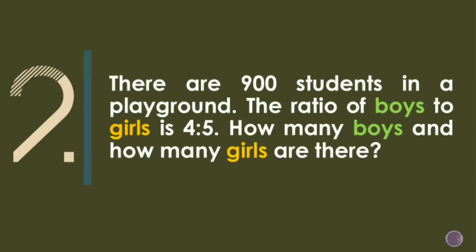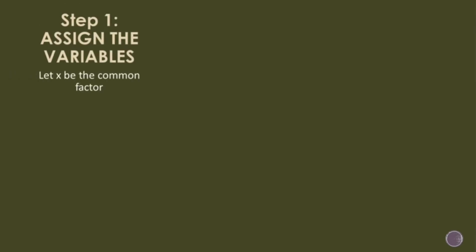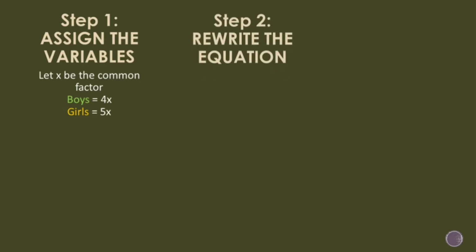Example number 2. There are 900 students in a playground and the ratio of boys to girls is 4:5. How many boys and how many girls are there? Step 1. We assign the variables. Let x be the common factor. Boys is equal to 4x and girls is equal to 5x. Step 2. That can be written as 4x plus 5x is equal to 900. To get the value of x, we divide both sides by 9. So x is equal to 100.